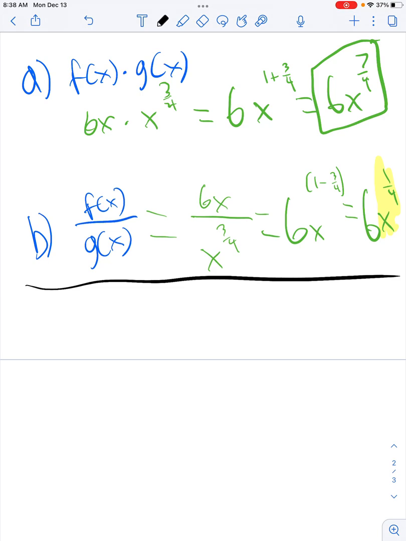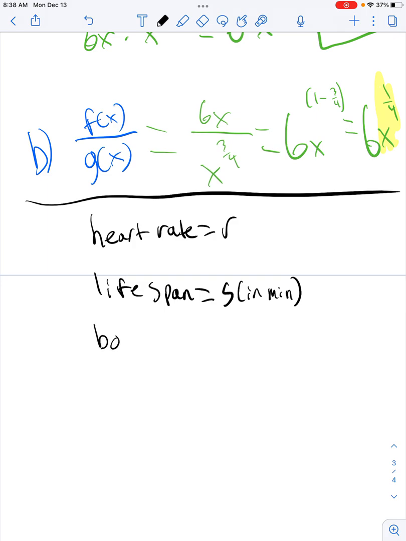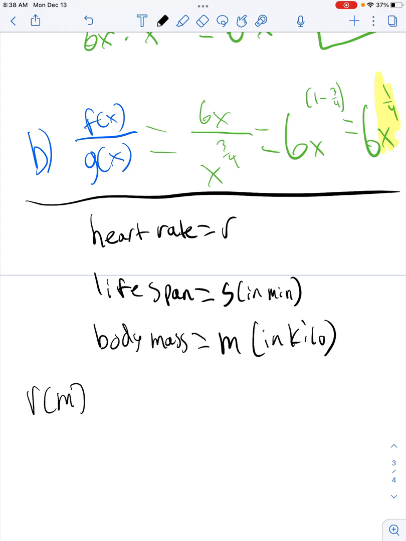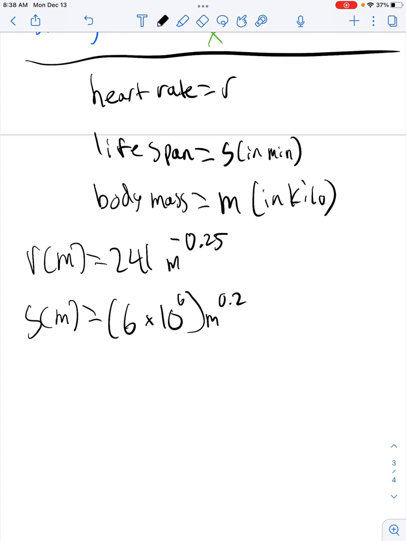For a white rhino, heart rate R in beats per minute and lifespan S, in minutes, are related to body mass M, in kilograms, by these functions. R of M equals 241 M to the negative 0.25, and S of M equals 6 times 10 to the 6th, again scientific notation here, times M to the 0.2. Find R of M times S of M and explain what this product means.